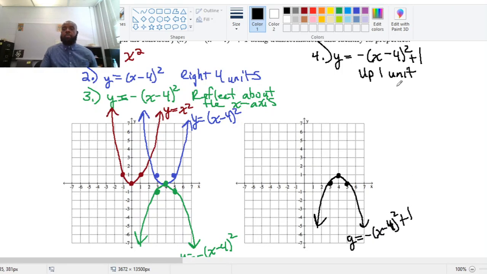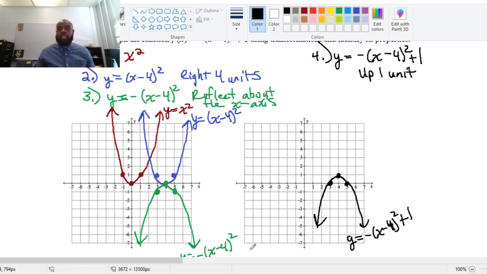For instance, if I plug in the point 3 in for x into my final function, 3 minus 4 is -1, but when I square that, I would get a +1. But it's multiplied by a negative here, so I get -1. Add 1 to that, I get 0, right? And you can do that for these other points here. So we've done these transformations here.